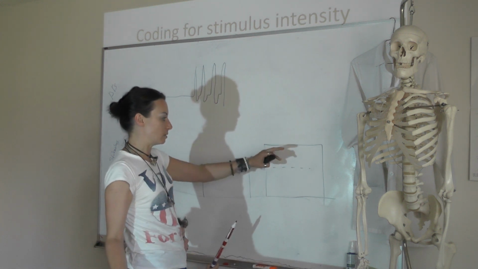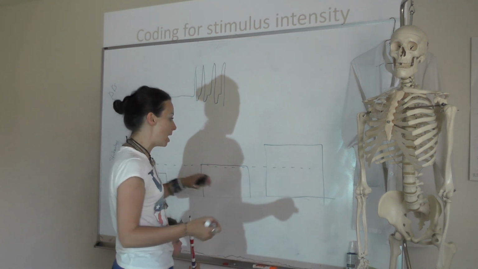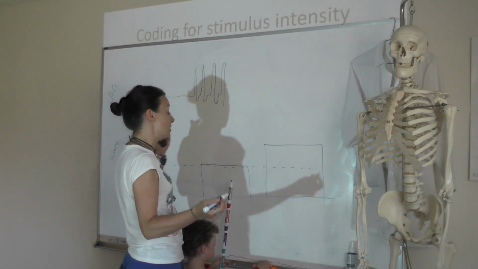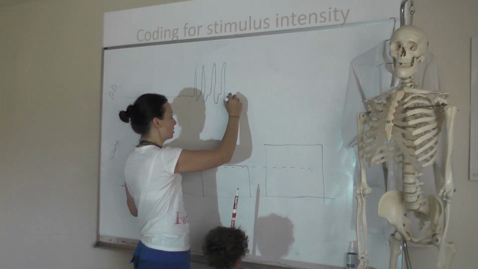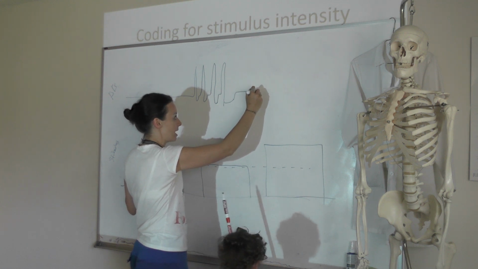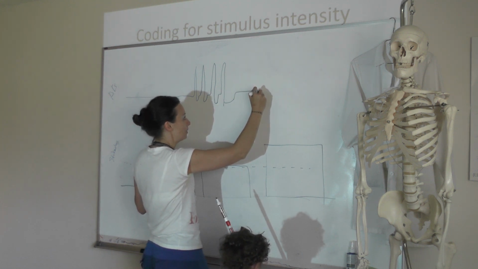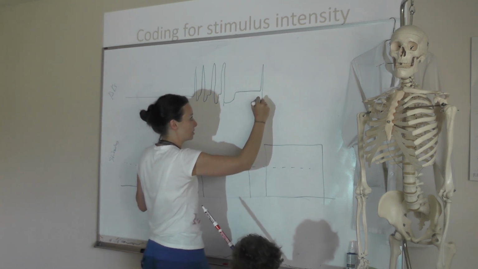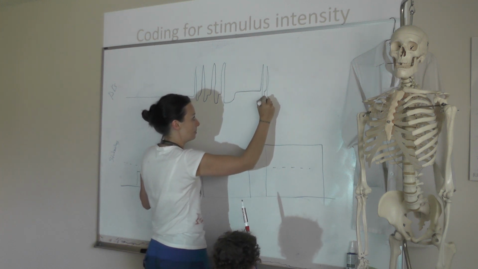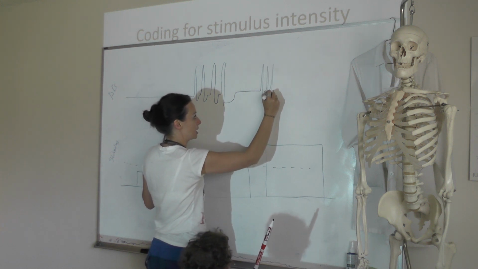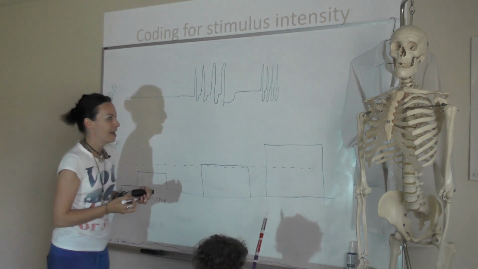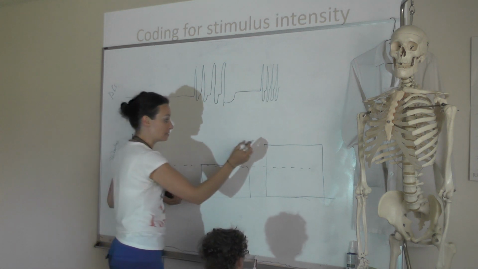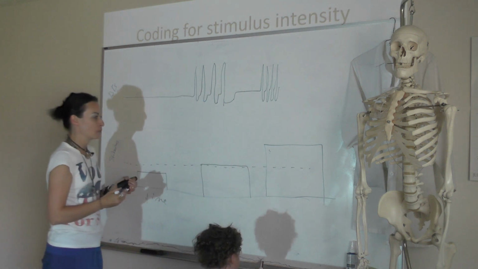Now it's not going to take too long before I adapt and I'm not going to respond, but at first, or if I just walk into the house where the chocolate chip cookies were baking, then that's a strong chocolate chip cookie stimulus. So I was sitting at rest and then I walk into the house. So now what's going to happen is I'm going to start firing action potentials, and they're going to look the same. They're just going to happen more quickly. And why are they happening more quickly? Because this is a strong stimulus.